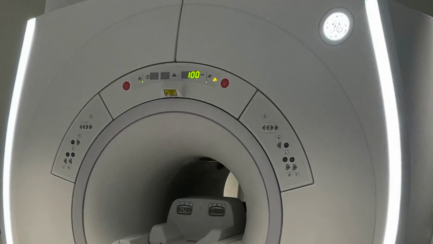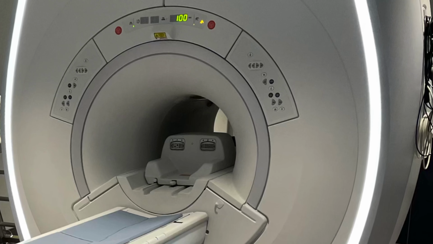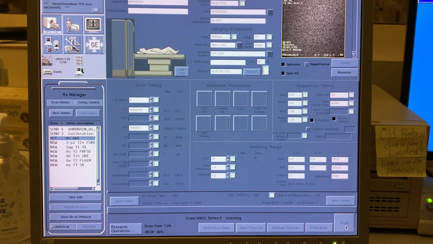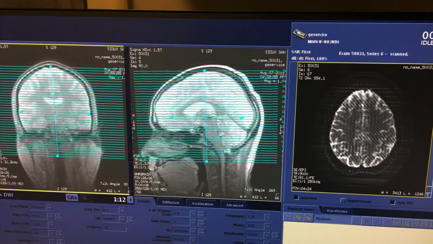In this short video, we're going to be exploring the clinical applications of diffusion-weighted imaging in MRI. We are also going to review some of the DWI scan parameters, as well as talk about some special considerations that are made when MRI technologists prescribe this scan sequence.